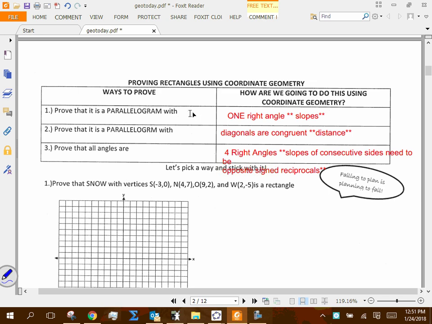We did this in the last class, but I would probably write, prove that it is a parallelogram with, and then in this box here, write one right angle. Okay, and you're going to then make that conclusion based off slopes. Okay, what do slopes have to be if you're going to have right angles?